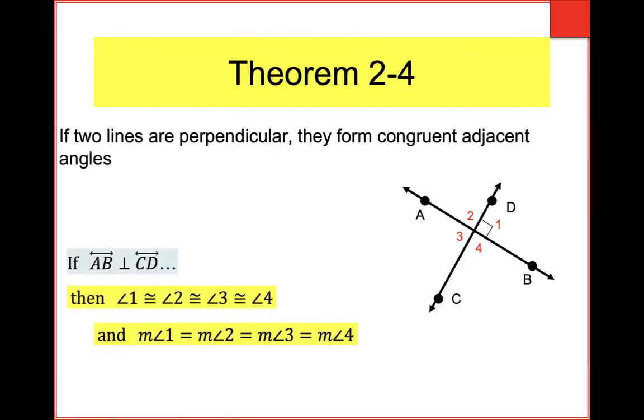Now, there's two consequences there, notice in yellow. One is that the angles are congruent, and by the definition of congruency, if the angles are congruent, then their measurements are equal. You could remember this as either one. Now, the statement itself in theorem 2.4 states that they are adjacent and congruent.